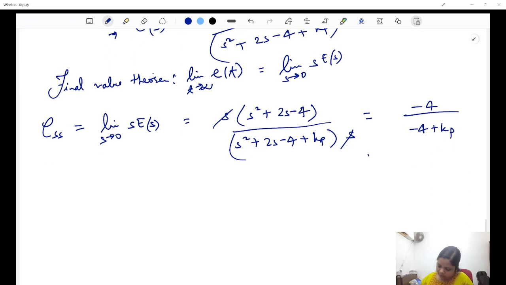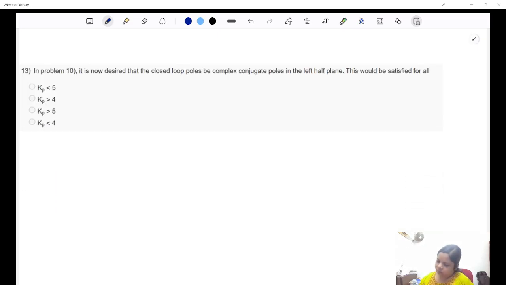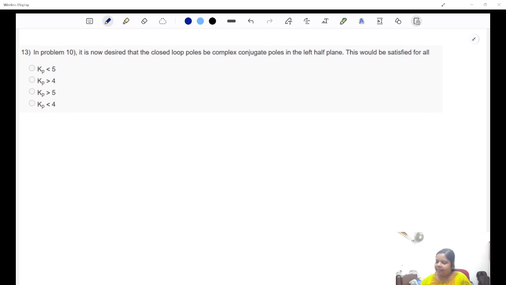Okay, let's move to the next question. It's for the same question. It is now desired that the closed loop poles will be complex conjugate poles in the left half of the S plane. This would be satisfied for all what value of Kp. So if I have the demand of closed loop poles to be complex conjugate poles, how would you classify the damping of the system? Underdamped, overdamped, critically damped, or no damping?